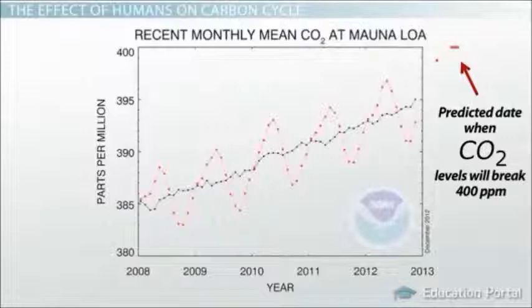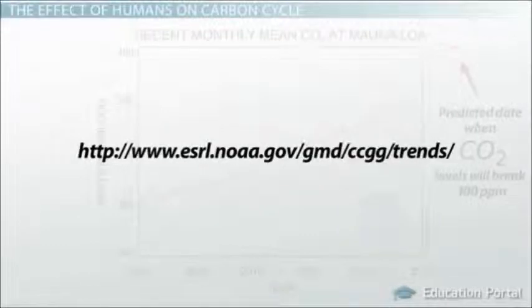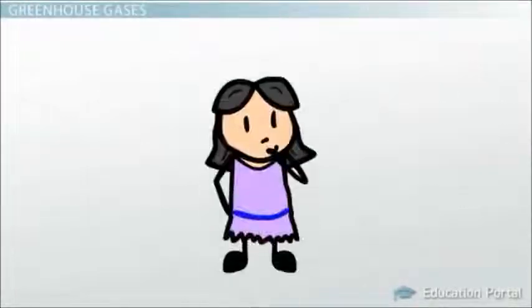To check the accuracy of these predictions, or to just check out the data yourself, you can go to the National Oceanic and Atmospheric Administration website, and you'll see the latest atmospheric CO2 data. So what does this mean? Why should we care that the concentration of carbon dioxide in the atmosphere is steadily increasing each year?